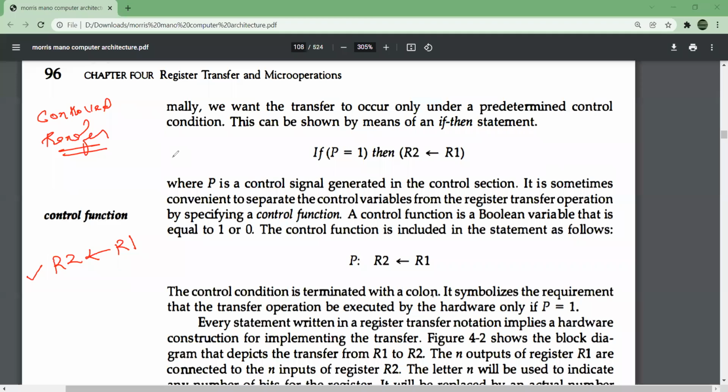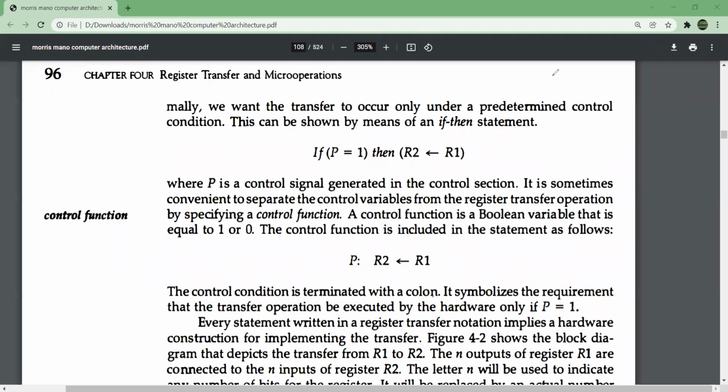But we want to put a condition to it. If that control signal is received, then only we are going to execute the transfer. Then what we can use is a concept called the control function. So let's see what is a control function.